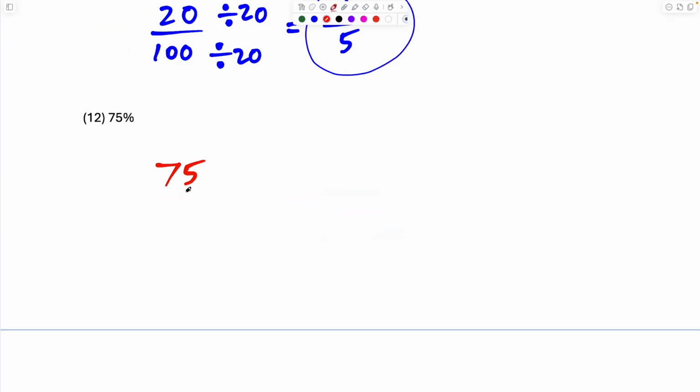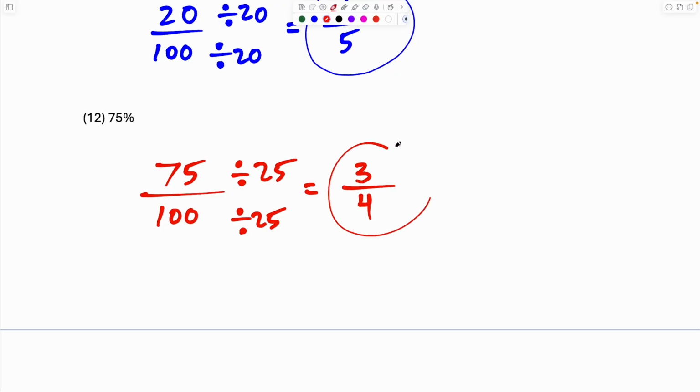Question 12, we have 75%. And 75% means 75 out of 100. For this one, I would divide the numerator and denominator by 25. That is the greatest common factor of 75 and 100. And then we do 75 divided by 25 is 3, over 100 divided by 25 is 4, giving us 3/4.